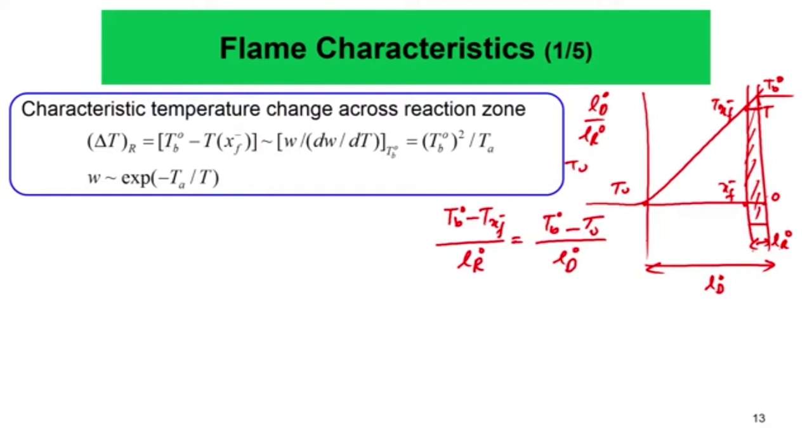Even though this considers a little bit of the diffusion zone, strictly speaking the diffusion zone is here, but since LR0 is smaller than LD0, this equation holds. So, for that we need to find out this thing, that is TB0 minus TXF. So, how do you find that out?